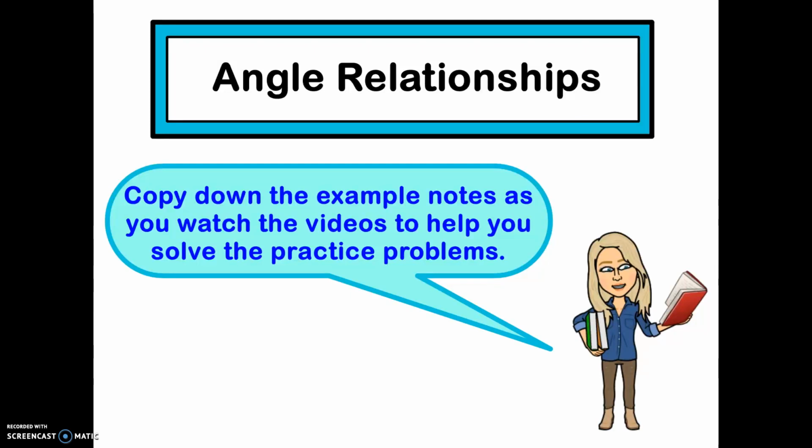Today, as we learn about angle relationships, you're going to see how geometry and algebra intertwine. So I'm going to give you 4 separate example problems, and then you're going to use those to solve your practice problems. I suggest that you copy the examples down on the back of your angle relationships notes.